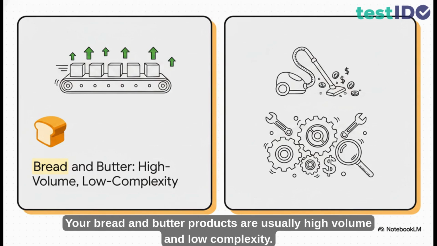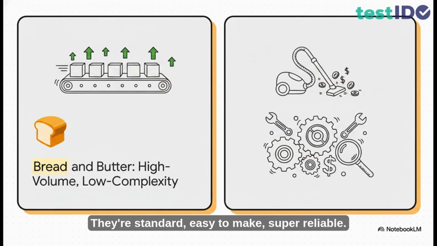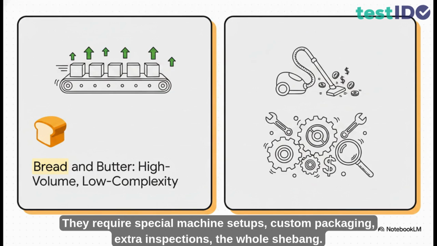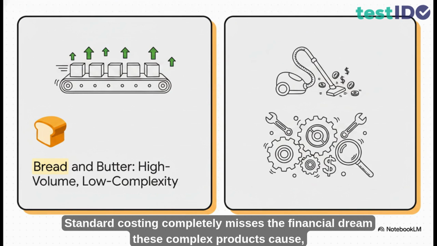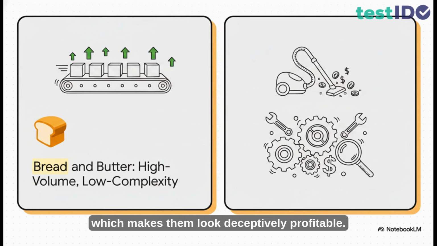Your bread and butter products are usually high volume and low complexity. They're standard, easy to make, super reliable. But on the other hand, you have your profit suckers. These guys are low volume and high complexity. They require special machine setups, custom packaging, extra inspections, the whole shebang. Standard costing completely misses the financial drain these complex products cause, which makes them look deceptively profitable.